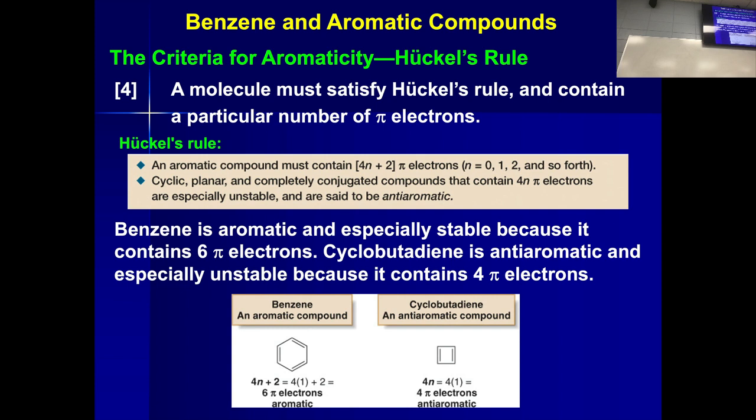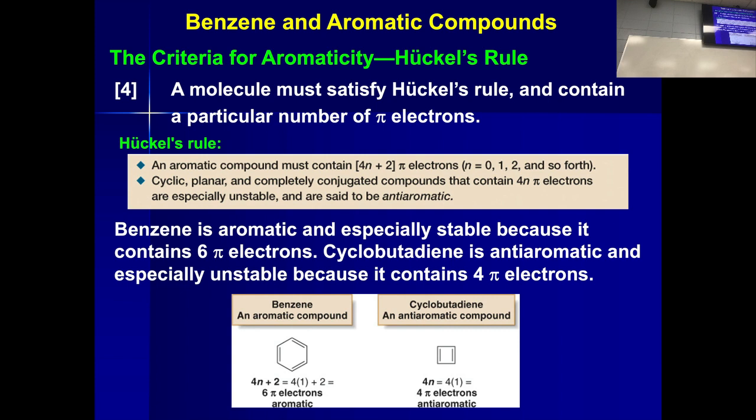Okay? What if I did this, though? And took that away and made that a carbocation on that carbon. It's still cyclic. It's still planar. It's still completely conjugated. Right? That carbocation, there's a p orbital there. There's a p orbital on every carbon.